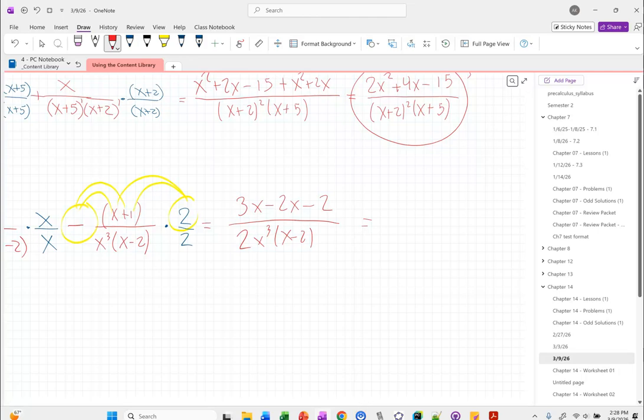So now what do we do? Combine my like terms. And then I reduce, and what's my final answer?